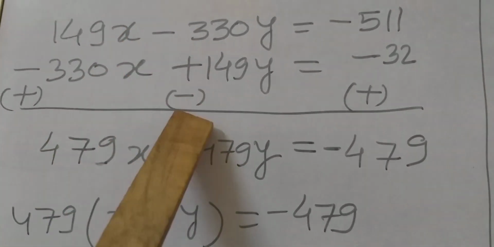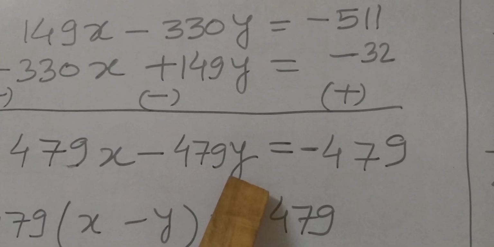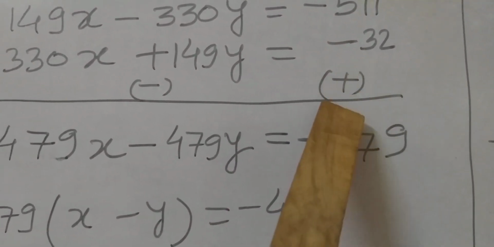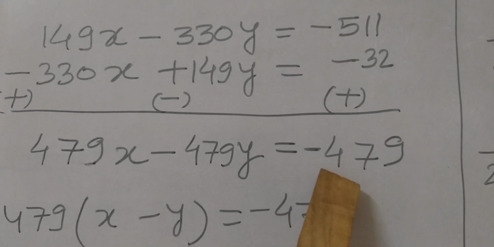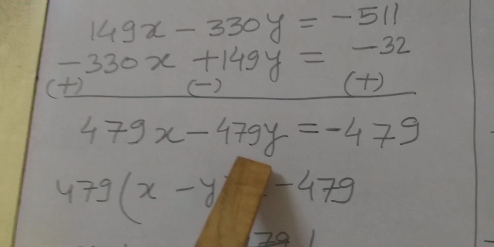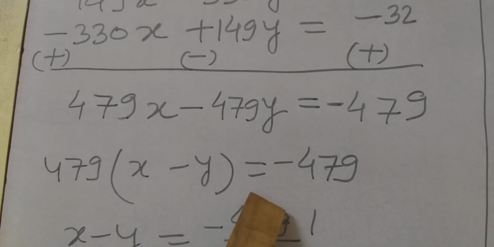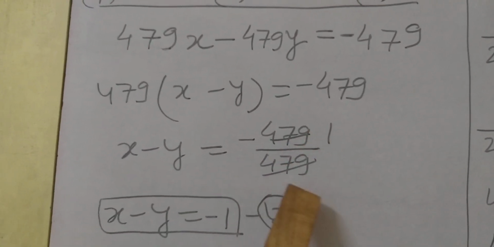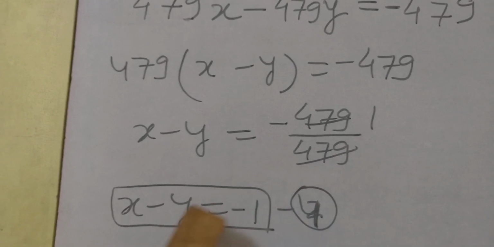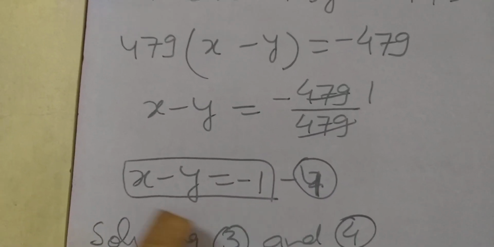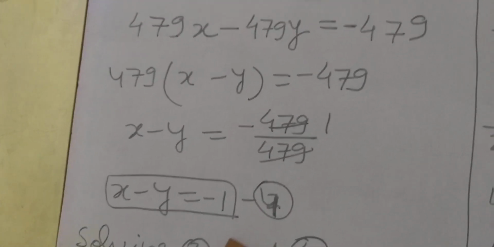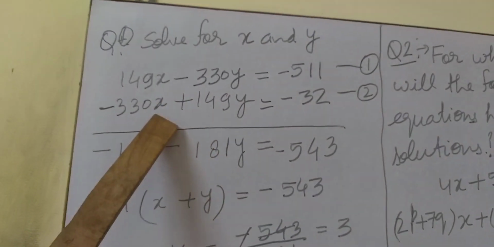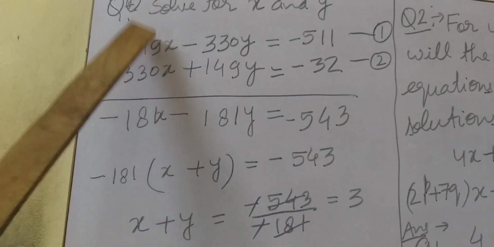Similarly here both have the same sign, so both are added, minus 479y. And here you can see the first value is negative, the second is positive, so both are subtracted. Answer is minus 479. So 479 is coming common, students. x minus y equals minus 479. x minus y equals minus 479 upon 479, cancel 1. So the answer is x minus y equals minus 1. So this is equation number 4. So in this way, students, we can change this complex equation into simplest form.